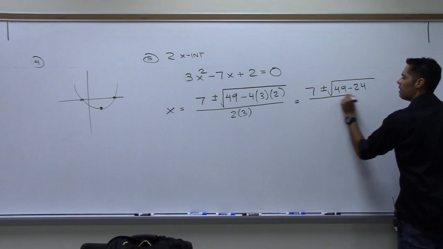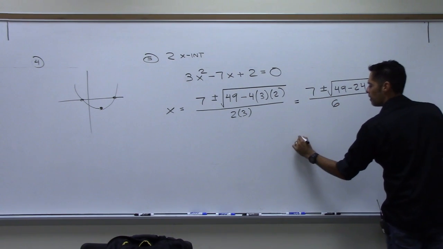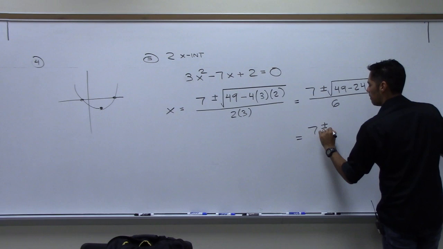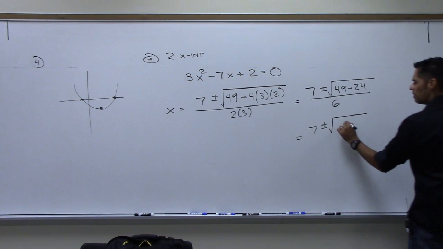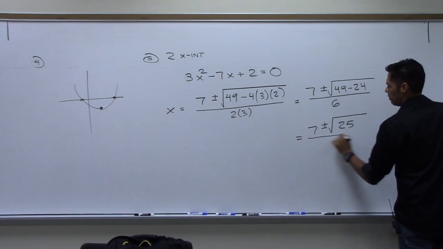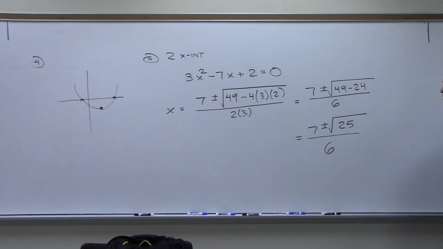And what is 49 minus 24, Caesar? No idea? 25? I think it's 25. And you recognize that, Caesar, right? Square root of 25 as being something nice. So that turns into 5.